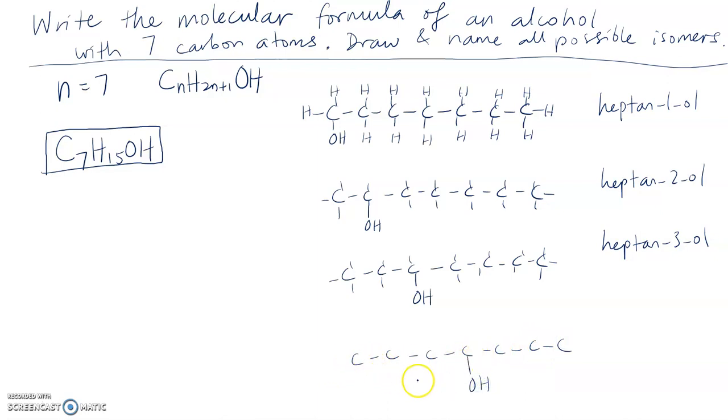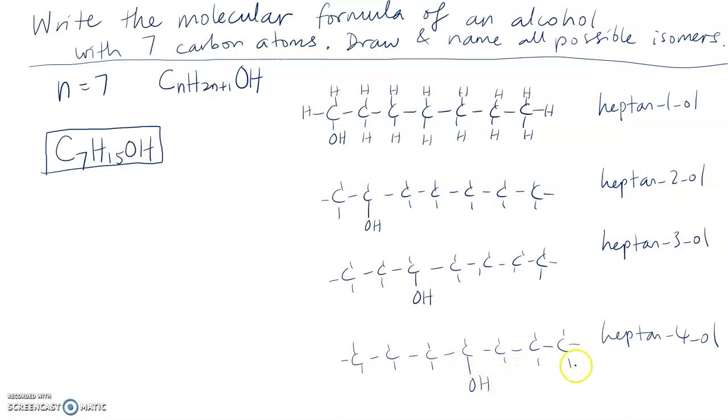So I just move the OH to the next carbon. Alright, and this is a new isomer. Okay, if I were to number it from the left, it will be 4. If I were to number it from the right, it will also be 4. Heptan-4-ol. Okay, now can I move the OH to the next C?